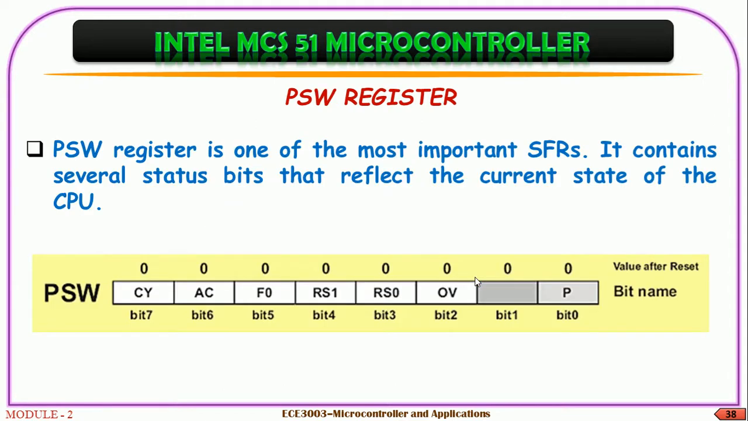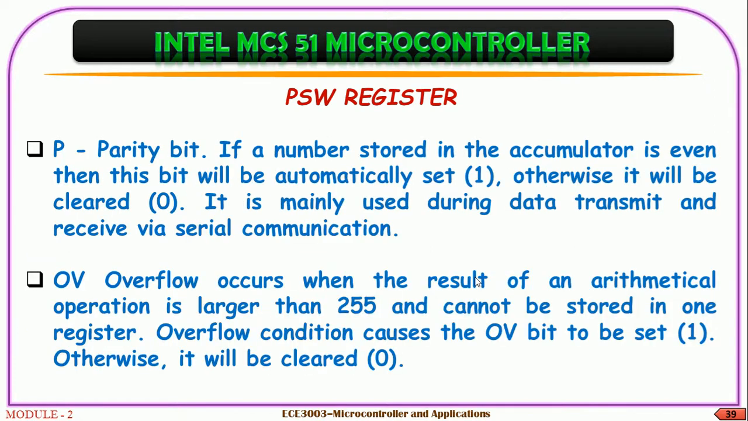Then the PSW register is a very important special function register. It contains 8 bits: parity bit, overflow, RS1, RS0, flag 0, then auxiliary carry and carry. So P is nothing but the parity bit. If the number stored in the accumulator is even, then this bit will be automatically set to 1, otherwise it will be cleared, that is 0.